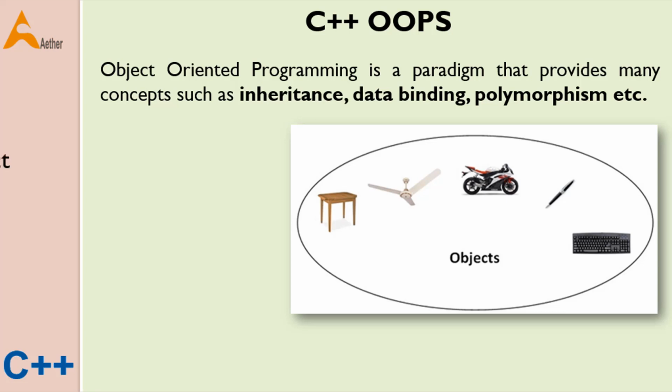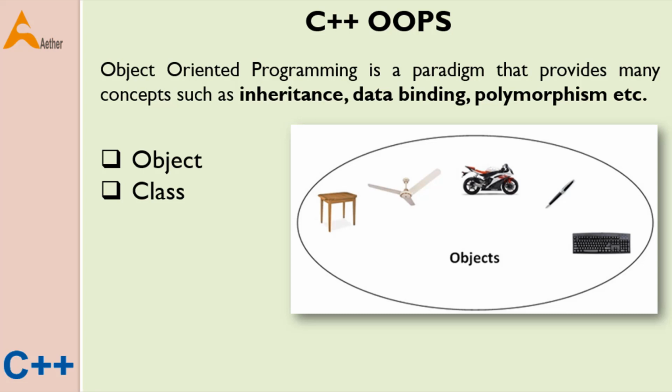Object. Any entity that has state and behavior is known as an object. For example, chair, pen, table, keyboard, bike, etc. It can be physical and logical. Class. Collection of objects is called a class. It is a logical entity.